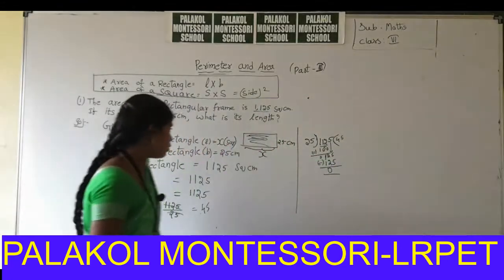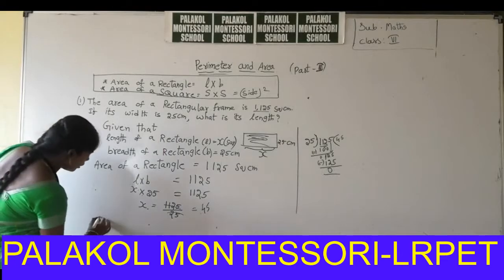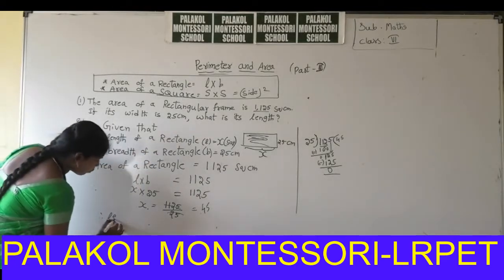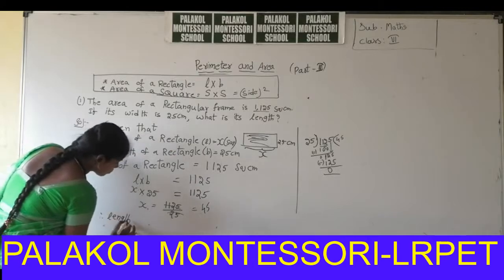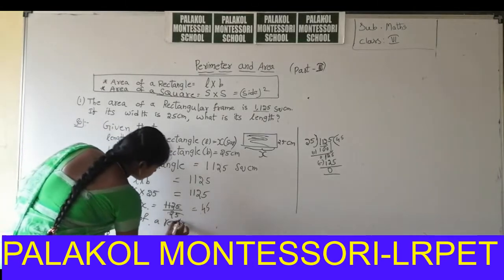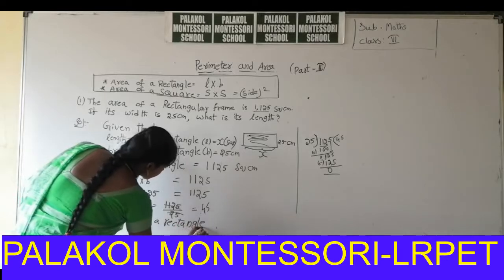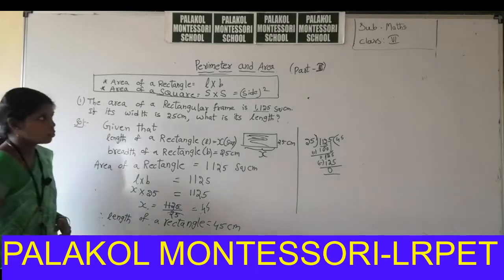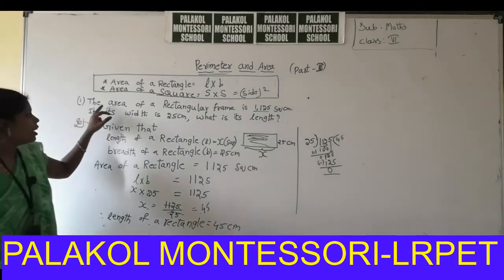So x means length. Therefore the length of the rectangle is equal to 45 centimeters.